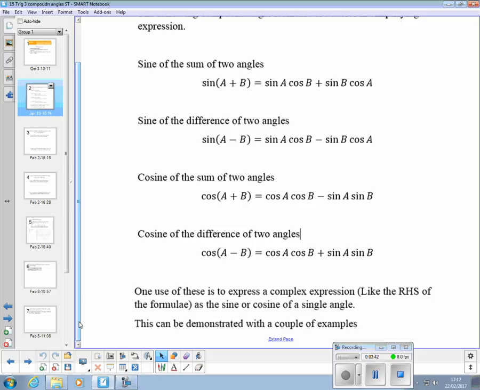One use of these is to express a complex expression, like the right-hand side of the formula, as the sine or the cosine of a single angle. If this was 30 degrees and 40 degrees, we can express that as the cosine of 30 minus 40, which is the cosine of minus 10 degrees. You see that?